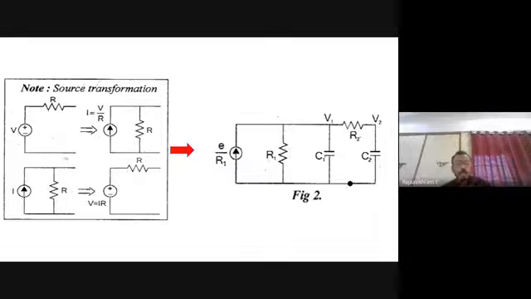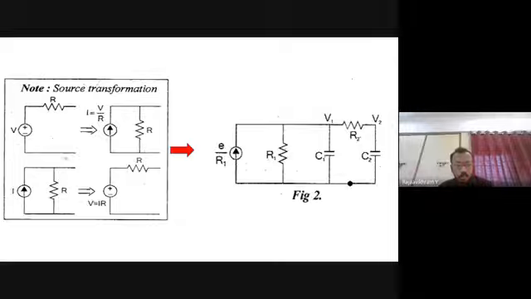Based on that, you can apply KCL to find the node 1 equation, then apply KCL for the node 2 equation and solve the two equations. Find the ratio between the output and input, that is V2 of S divided by E of S. Please note the first step: since there is a voltage source, we convert it into a current source so that it is easier to solve the problem and obtain the transfer function.